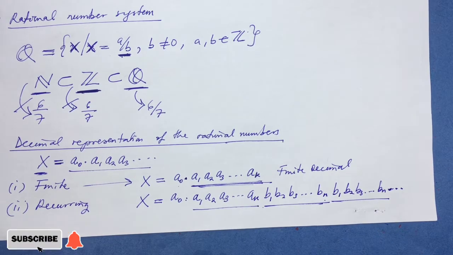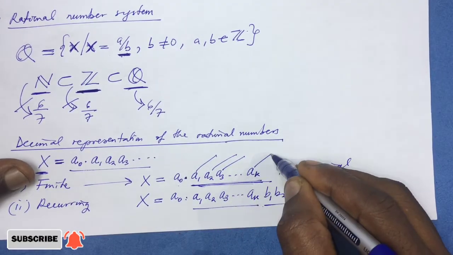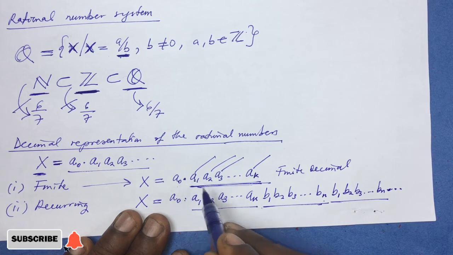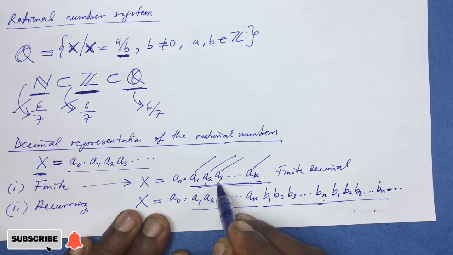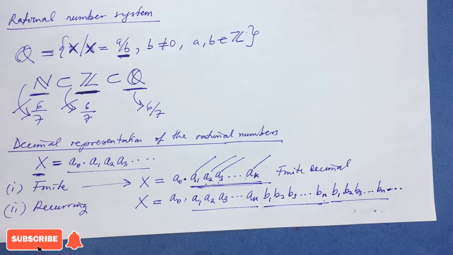Now, what I want you to know is that in the decimal representation of a rational number, a1, a2, a3, ak, all the numbers that come after the decimal point are digits. This a1 here is called a digit, a2 is called a digit, a3 is called a digit. All the numbers that appear after the decimal point are called digits. Now, take note of this.